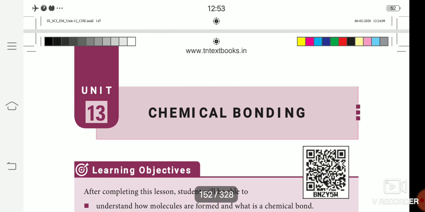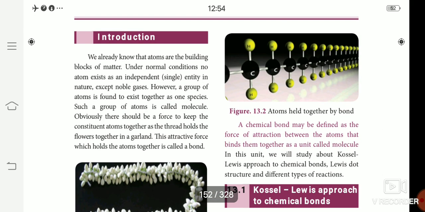Okay, so what is a molecule? A chemical bond may be defined as the force of attraction between the atoms that binds them together as a unit, which is called a molecule. Okay, this is the molecule definition. So all of you study.